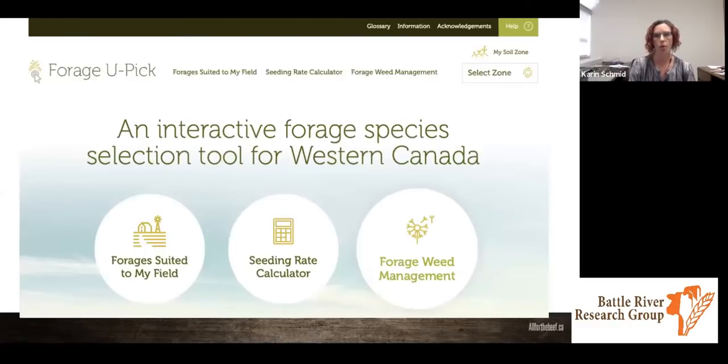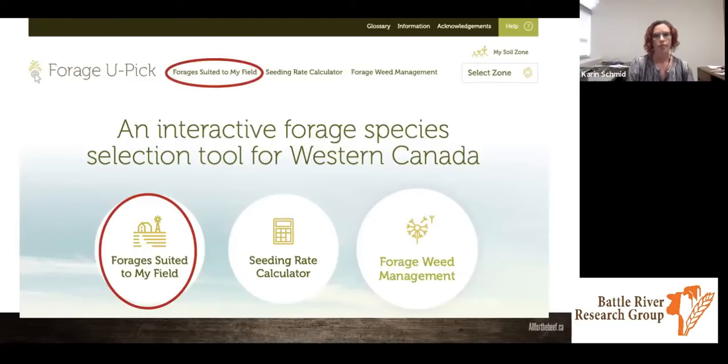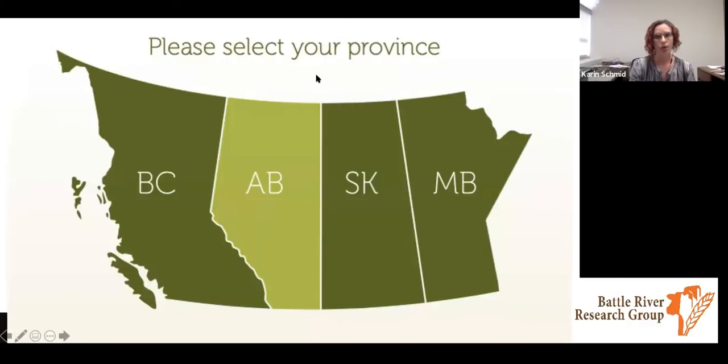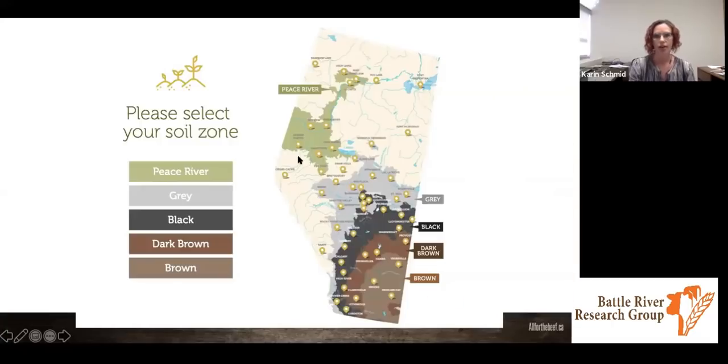So here's what the homepage looks like. The first thing we'll talk about is forages suited to my field. This will take you to the starting point, but at any point in time, you can go back and click this button to select a different soil zone. So in this case, I selected Alberta as the province because we're in Alberta. And Forestburg, where Battle River Research Group is located, is on the edge between the black and the dark brown soil zone. So I picked dark brown.